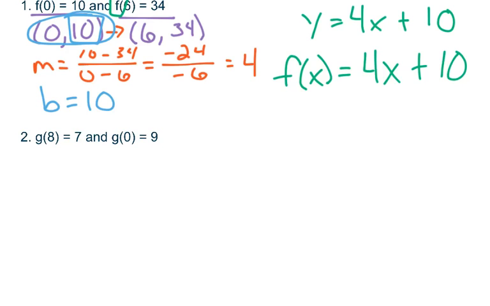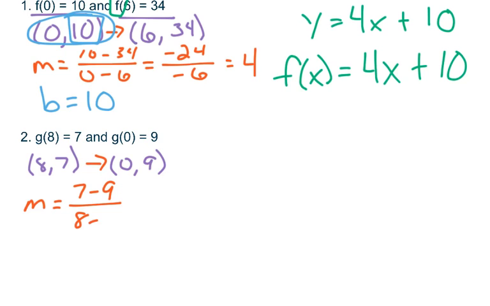Number 2, g of 8 equals 7 and g of 0 equals 9. Again, let's come up with our 2 points. So g of 8 equals 7 means (8, 7), and g of 0 equals 9 means (0, 9). Go ahead and find your slope. I'm going to go from left to right again. 7 minus 9 over 8 minus 0.